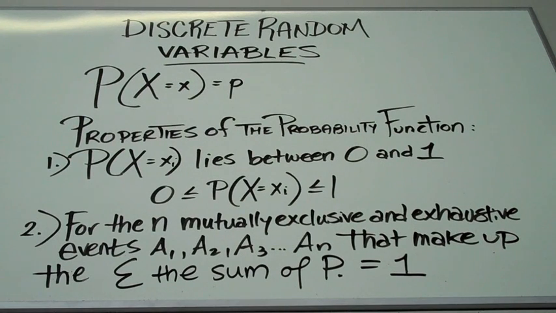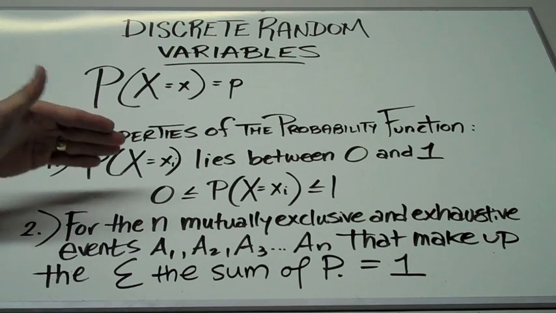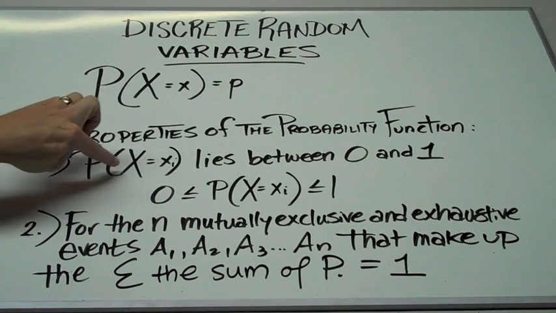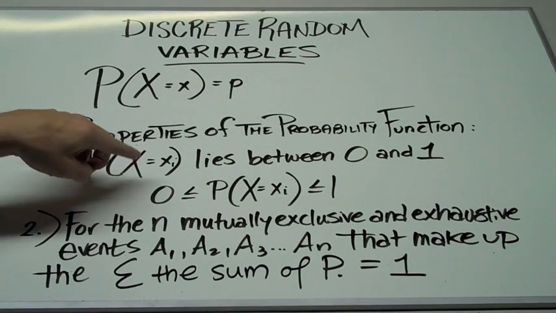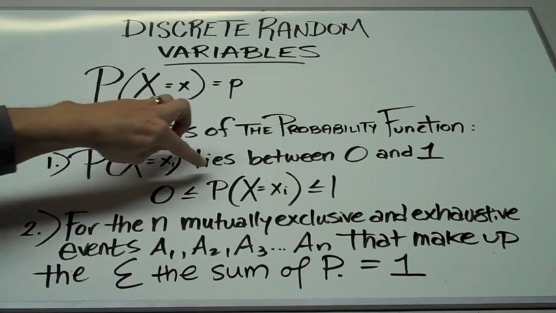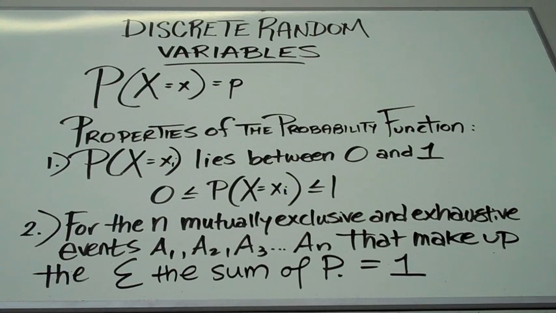So there's 2 rules you have to know for discrete random variables. One is that each of the individual probabilities is going to be between 0 and 1 inclusive. And then when we sum all of our probabilities up, we get 1. If you can remember those 2 rules, you're going to be fine. Each probability is between 0 and 1, and our total probability is equal to 1.